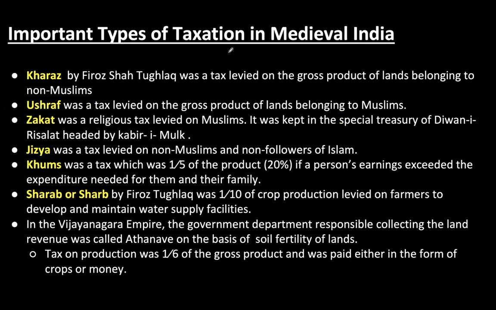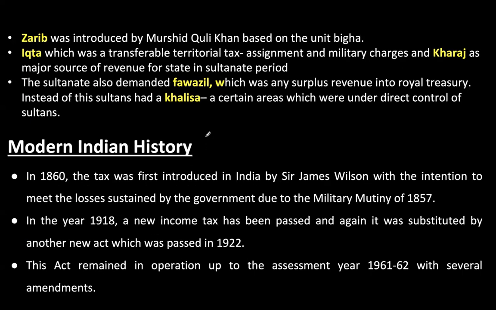Then again, certain types, the examples with the words Kharaj, Ushr, Zakat, Jizya, it was on the religious basis, a tax levied on non-Muslims and the non-followers of Islam. Khums was there, Sharab by Firoz Tughlaq. So these are different names and the types: Zarib, the Ikta system we talk about, Khalisa lands, Fazwal.